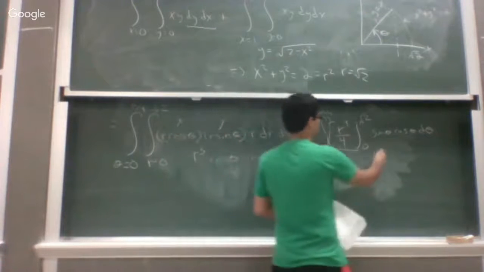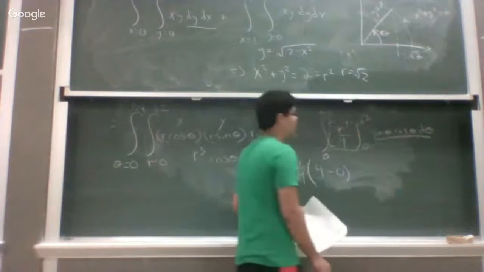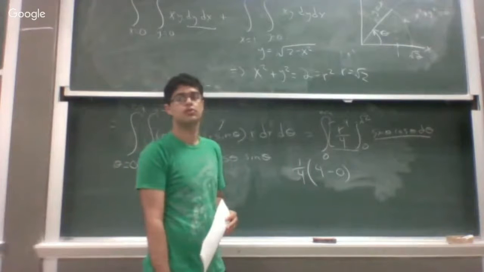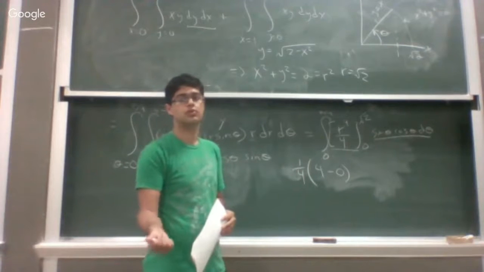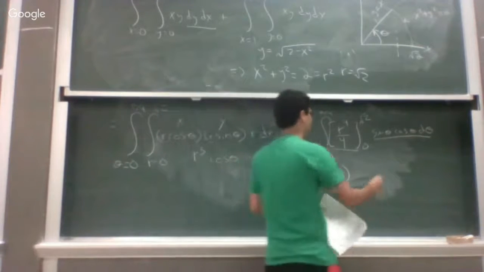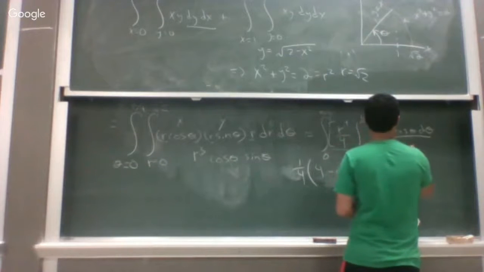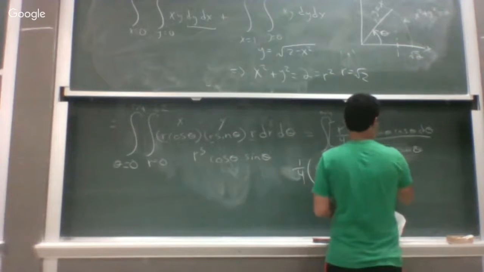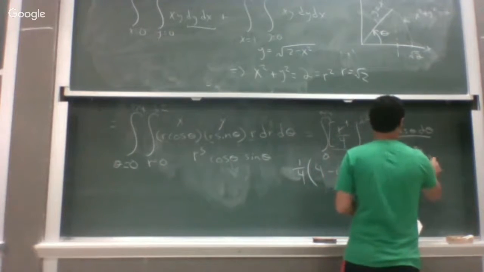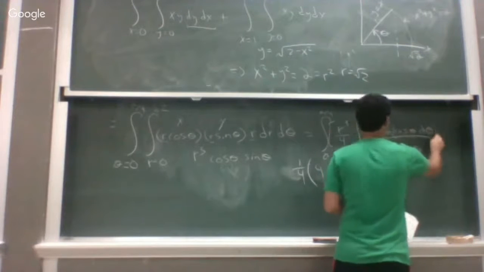So then we look at this section. Okay, what can we use here? U substitution. U is equal to sine of theta. du is equal to cosine of theta d theta, which we have right here.